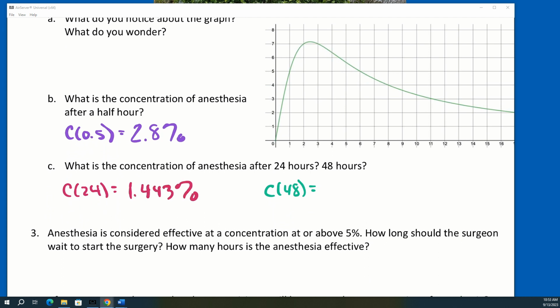1.443%. So even a whole day later, there's still some anesthesia in your body. 48 hours later, there's still some anesthesia in your body. But eventually, actually, hold on, we're not there yet.